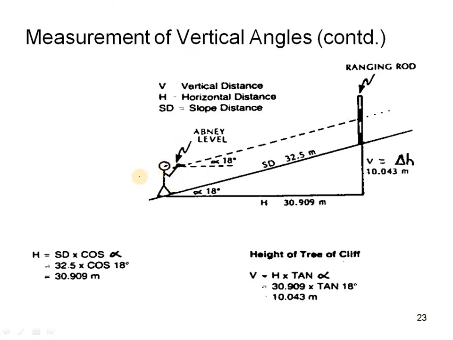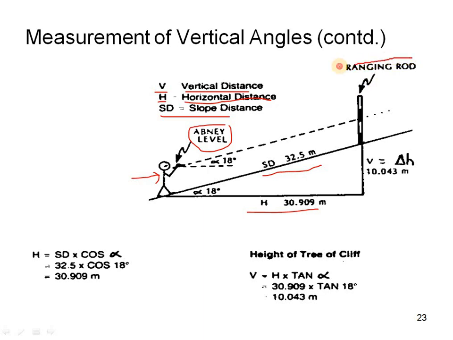A person is there holding the Agni level. You can see he is sighting the object, a ranging rod, which was kept at the height of the slope. So we can determine H and SD here. SD is called the slope distance, V is called the vertical distance, and H is called the horizontal distance.